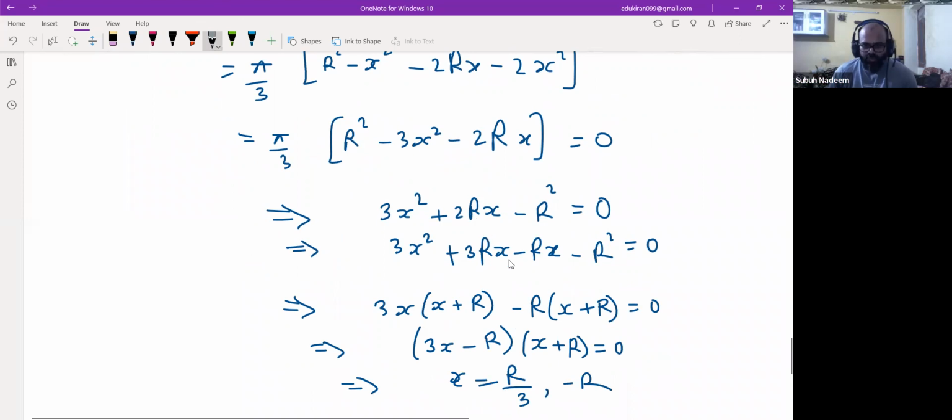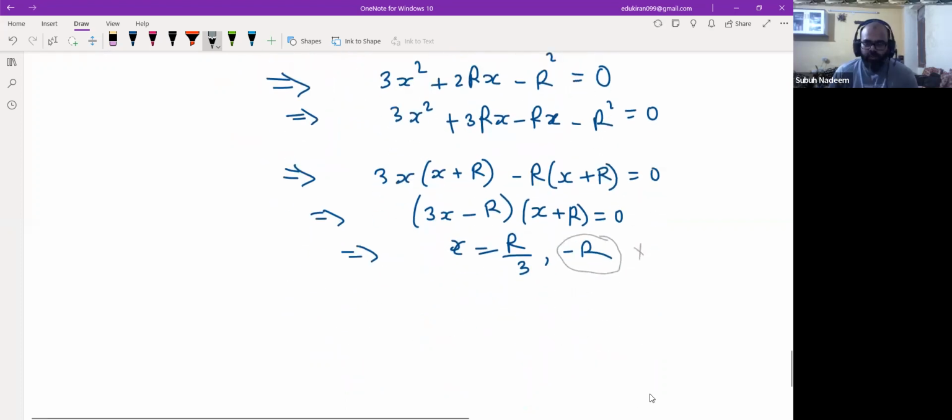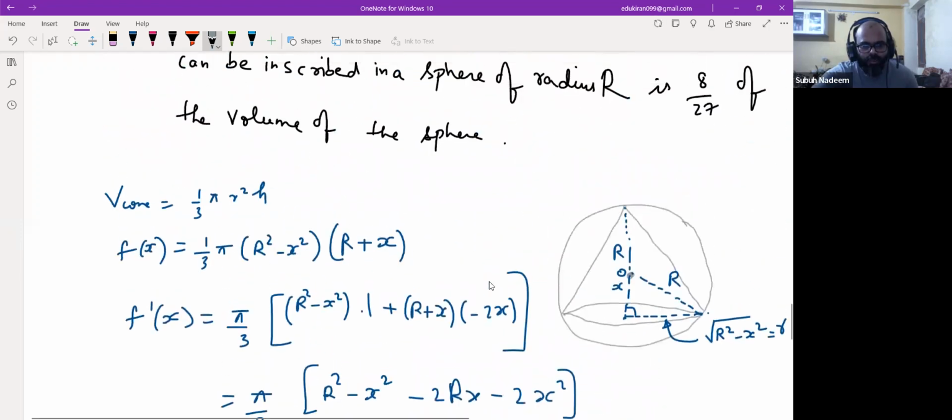Obviously, x is equal to minus R is not possible, because in that case the cone cannot exist. The volume will be 0. So neglect this. x is equal to R by 3 you take. And if you want, you can test whether it is a maxima or minima. But since they are asking maxima and this is the only value you are getting, this will be the maximum. So you can directly say that this is the point of maxima.